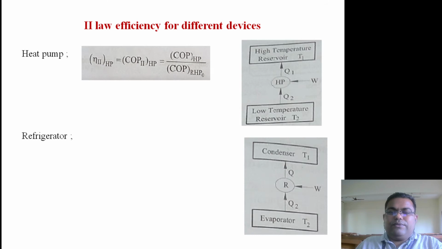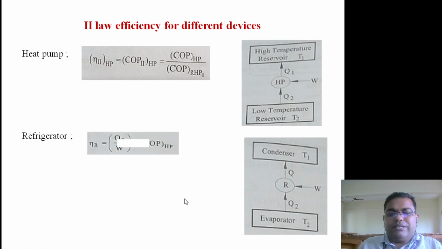If we are defining it for a refrigerator, it will be something like this. A refrigerator is taking heat from the low temperature body and sending it to the high temperature body. That's why we say the evaporator is the region where we get the cooling effect, and the condenser is the region where we are removing heat to the surroundings. So in this case also we define the second law efficiency like we defined for the heat pump: the coefficient of performance of the actual refrigerator operating between T1 and T2 divided by the coefficient of performance of the reversible refrigerator operating between T and T naught.